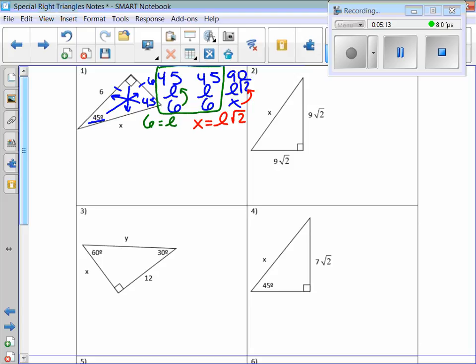And then we just got to figure out what is L. Well, we already said L was 6, so we just substitute right in. x is equal to 6 times the square root of 2, and that is your final answer. You can keep your answers in simplest radical form.